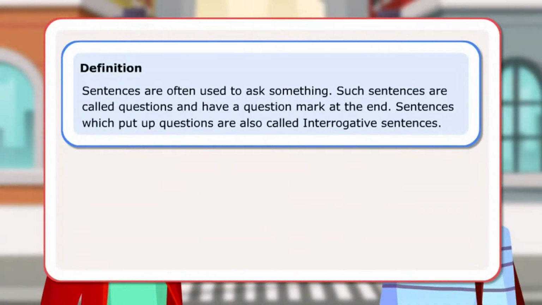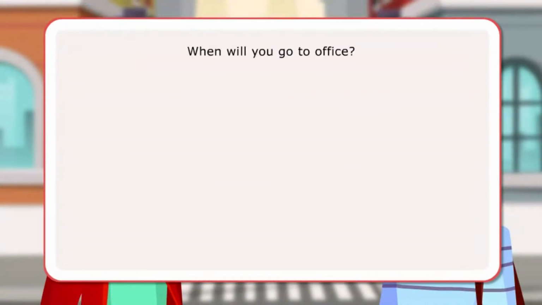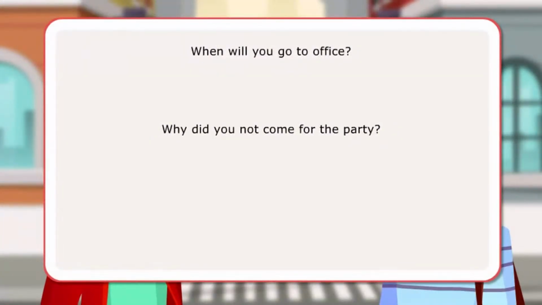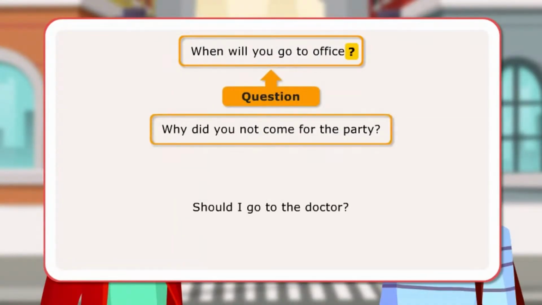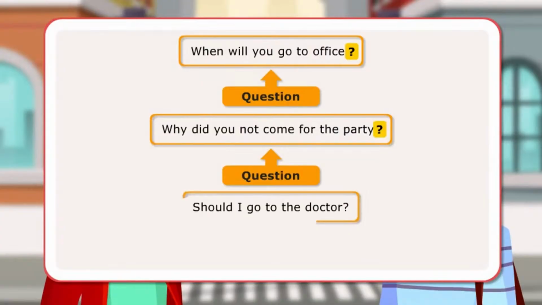Let us look at few sentences. When will you go to office? Why did you not come for the party? Should I go to the doctor? The first sentence is a question as it asks something and has a question mark at the end. The next sentence also interrogates and ends with a question mark. So it is a question. The third sentence also is a question as it demands an answer and has a question mark at the end.